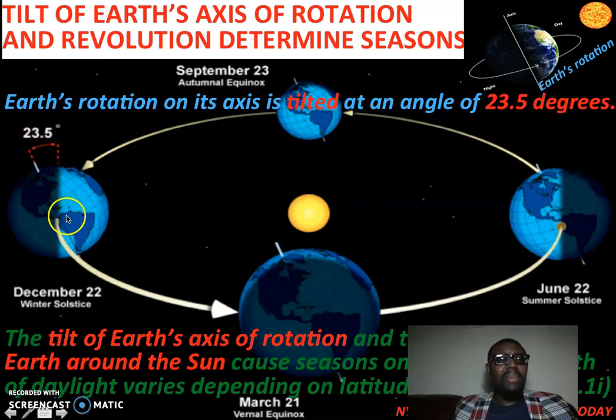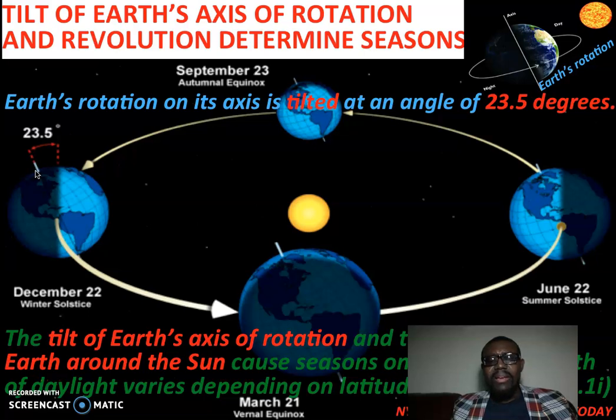But during December, if you look at the North Pole here, the North Pole is tilted away from the sun. So the North Pole is not receiving enough sunlight compared to during the summer. There are no direct sun rays hitting the North Pole. That's the reason why during this time we have winter.